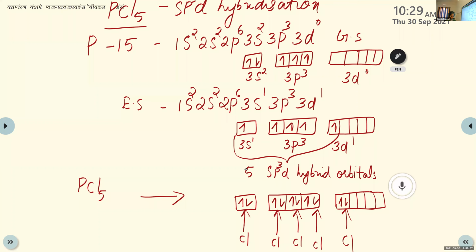So what will be the shape of the molecule? According to this sp3d hybridization, you can just refer to the table and tell me what shape of the molecule will be formed from this sp3d hybridization. Gaia, can you tell me? What is the shape of the molecule for sp3d hybridization?